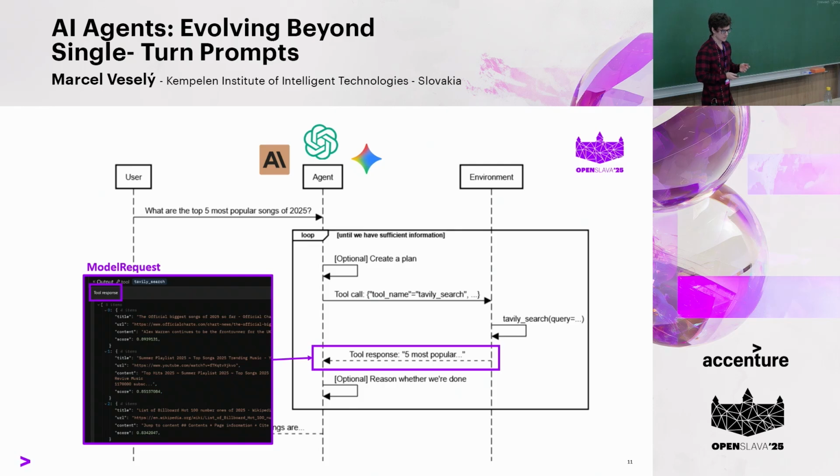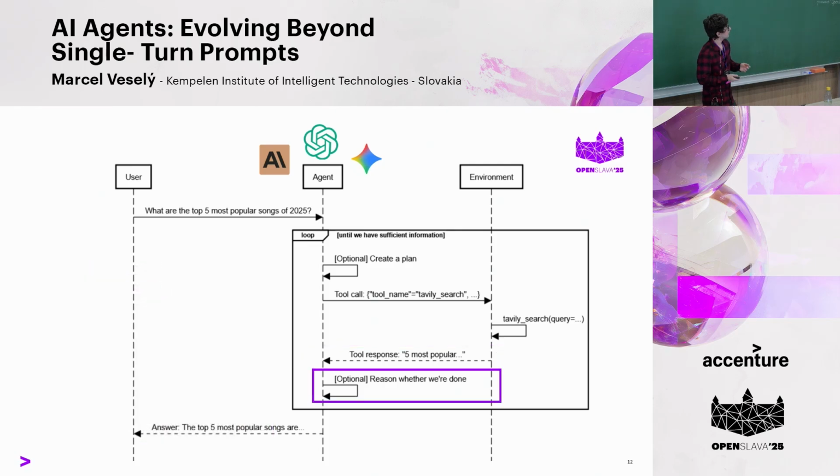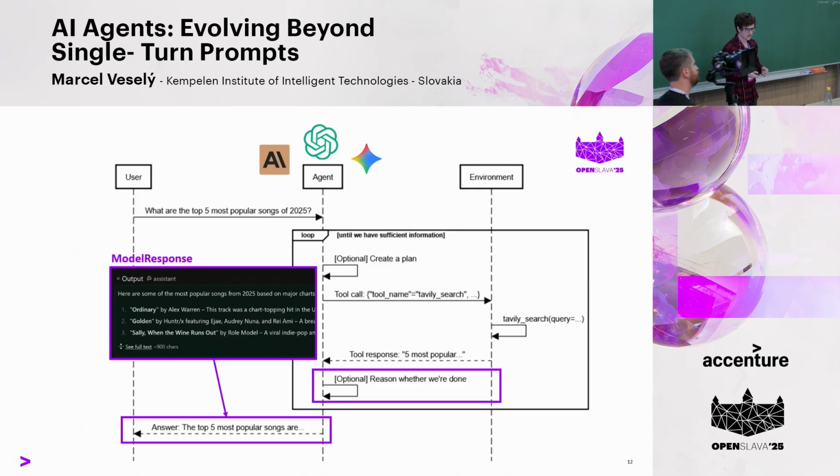And once we have that, an agent can yet again have an optional step of reasoning whether we are done or whether we want to go for another run of this loop, or whether it is satisfied and has sufficient information for the user request to be satisfied. And in this particular example, we've decided to simplify the process by showcasing that that's done and just let the model respond.